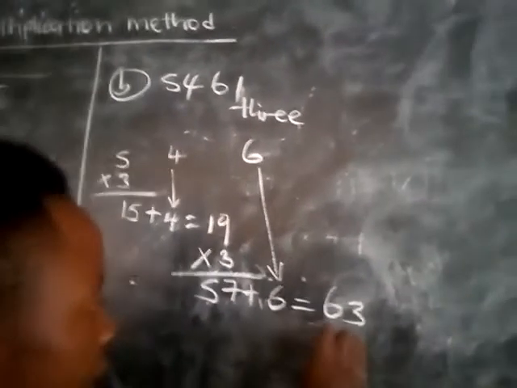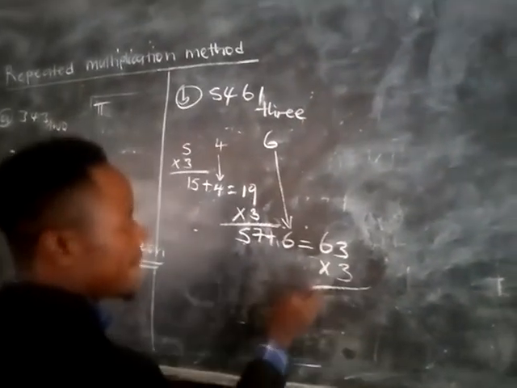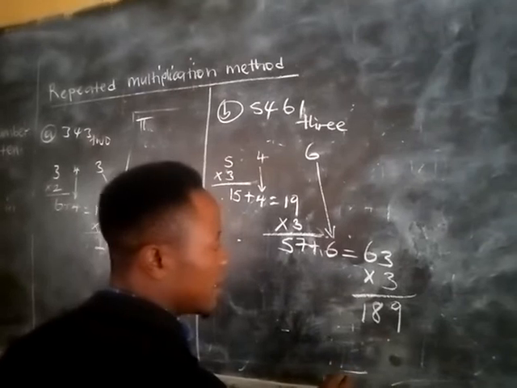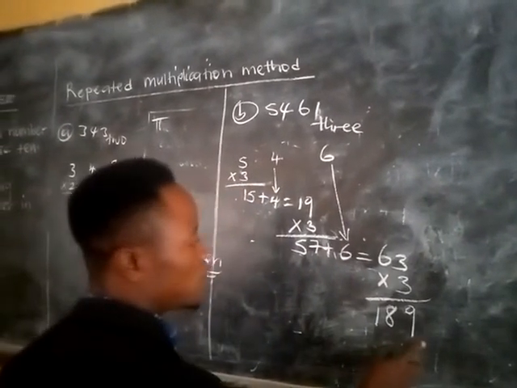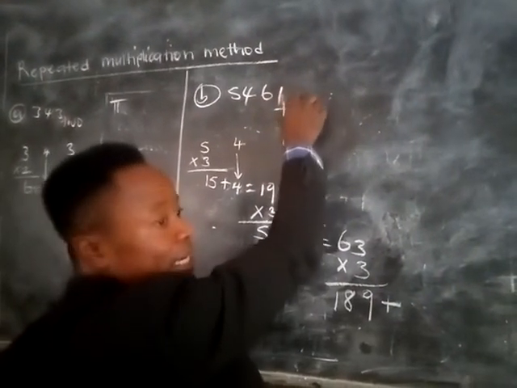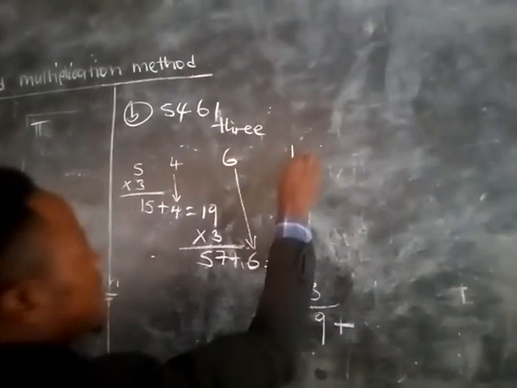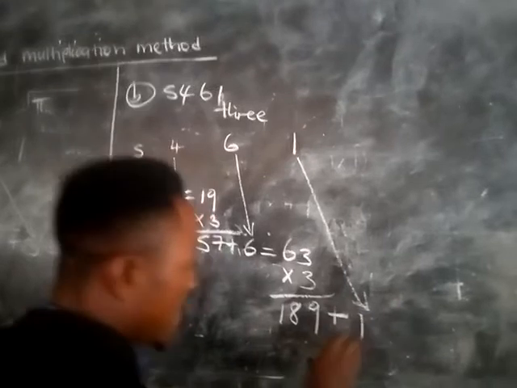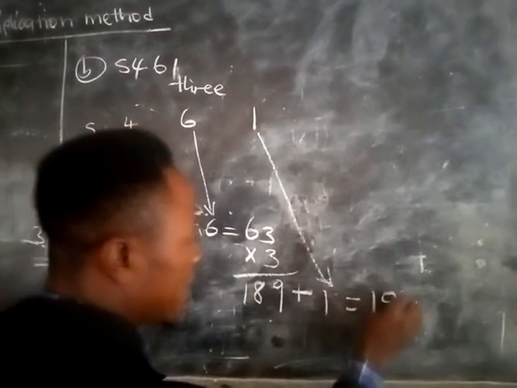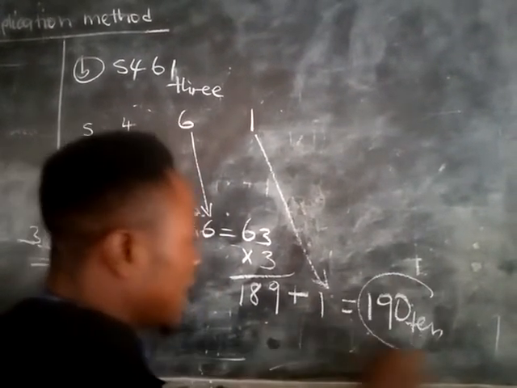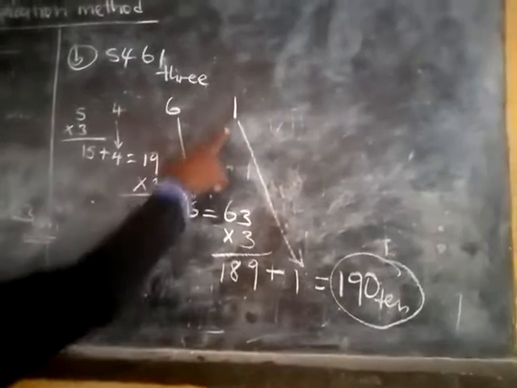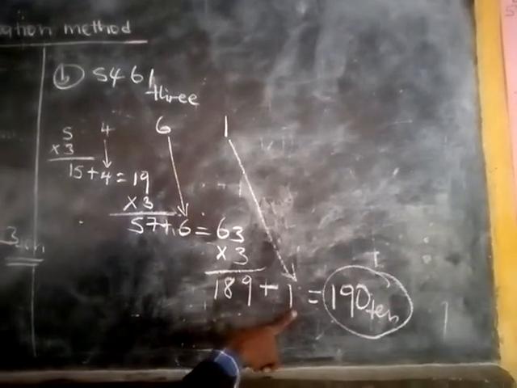After getting this answer, what do you do again? You multiply by 3. So 3 times 3 we have 9, and 3 times 6 we have 18. So we have 189. After you multiply, you still add. Plus, you are adding the last digit, that is the 1. So 189 plus 1, we have 190 base 10. So therefore, 190 base 10 will be the final answer. Take note, the last digit must be added. In this case, we add the last digit before we get the final answer.